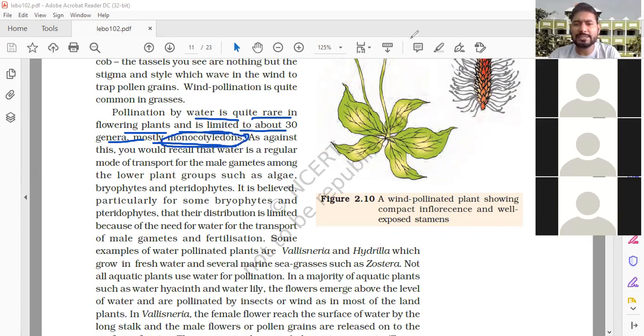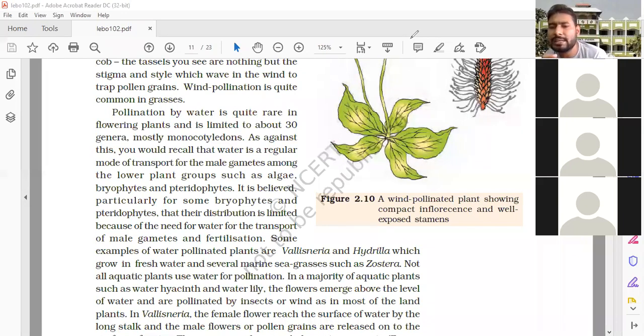So monocotyledons basically follow which type of pollination? Hydrophily type of pollination. Are you getting? Hydrophily in the monocotyledons, because they have already given. Hydrophily, meaning water pollination, is generally carried out by only 30 genera. These 30 genera are involved in hydrophilous pollination. And among these 30 genera, the most common are the monocotyledons, where hydrophily is generally found.